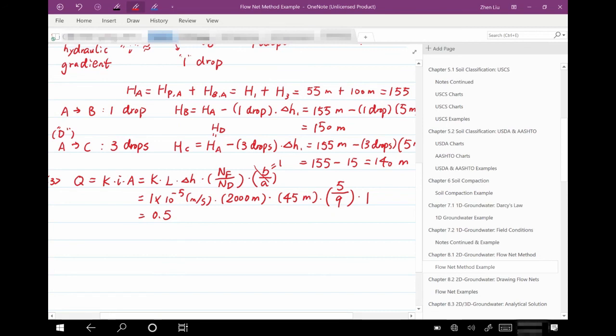You want to take a look at what unit you will have. Actually, before you do the calculation, you know that flow rate should be cubic meter per second. So here we double check. Here we have meter per second, meter and meter. So we will get cubic meter per second. So at least the unit is okay. In this case, we did not miss anything.